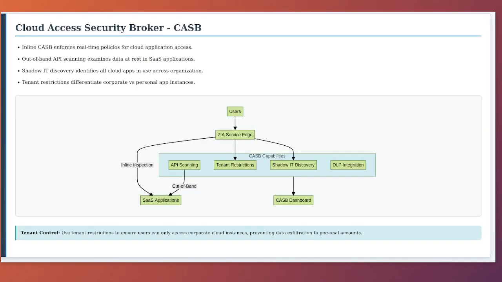Cloud Access Security Broker (CASB). The Cloud Access Security Broker, or CASB, capabilities in Zscaler provide visibility and control over software as a service applications.